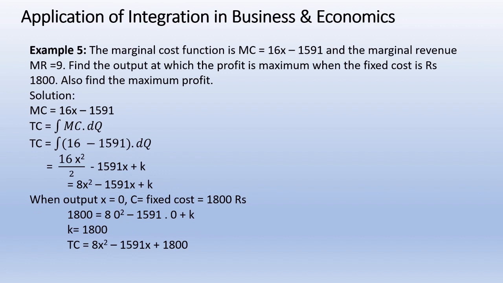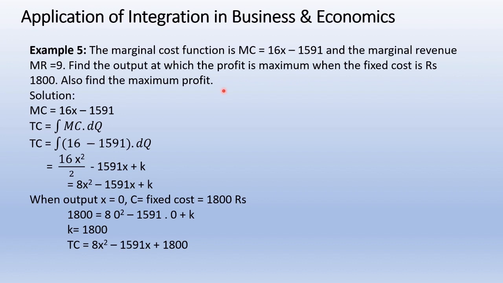Example 5. The marginal cost function is MC is equal to 16x minus 1591 and the marginal revenue MR is equal to 9. Find the output at which the profit is maximum when the fixed cost is 1,800 rupees. Also find the maximum profit.